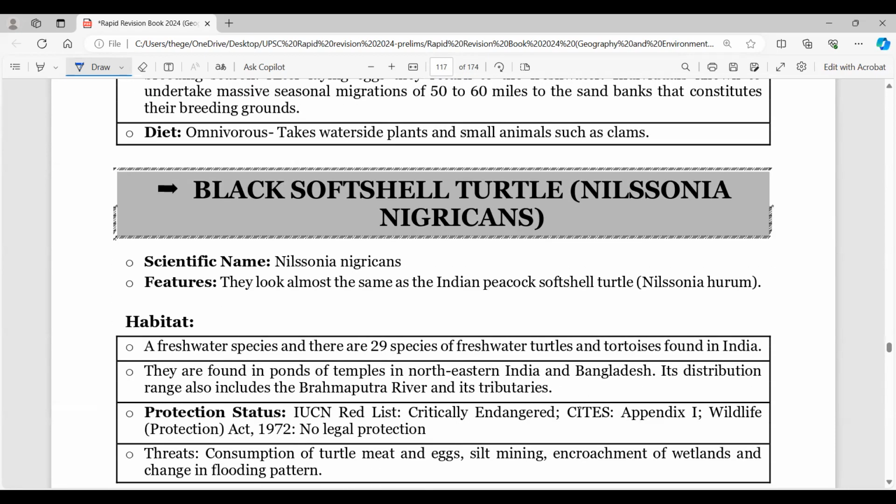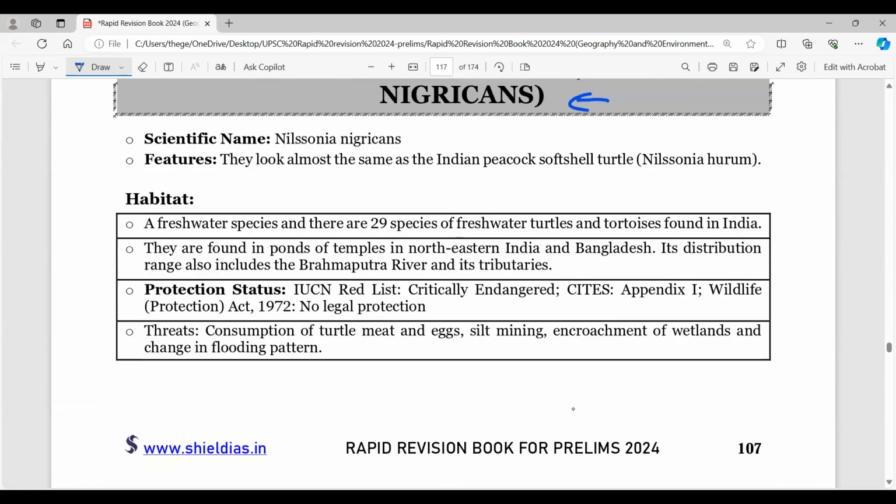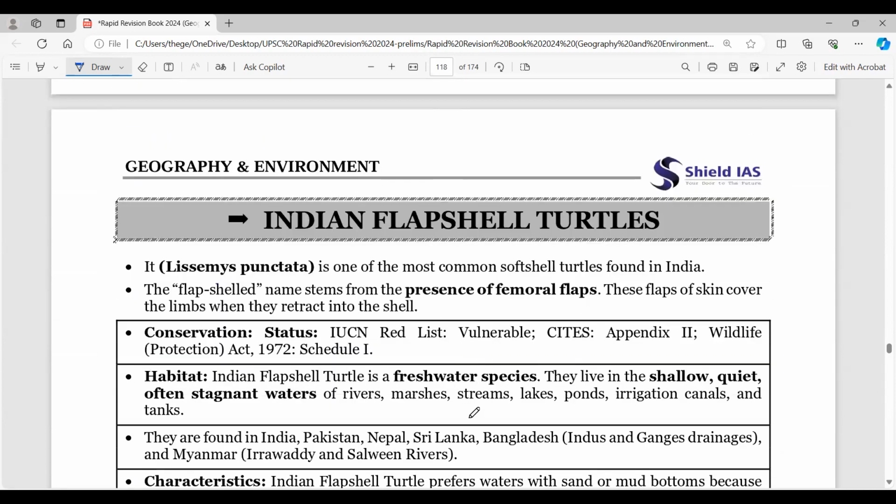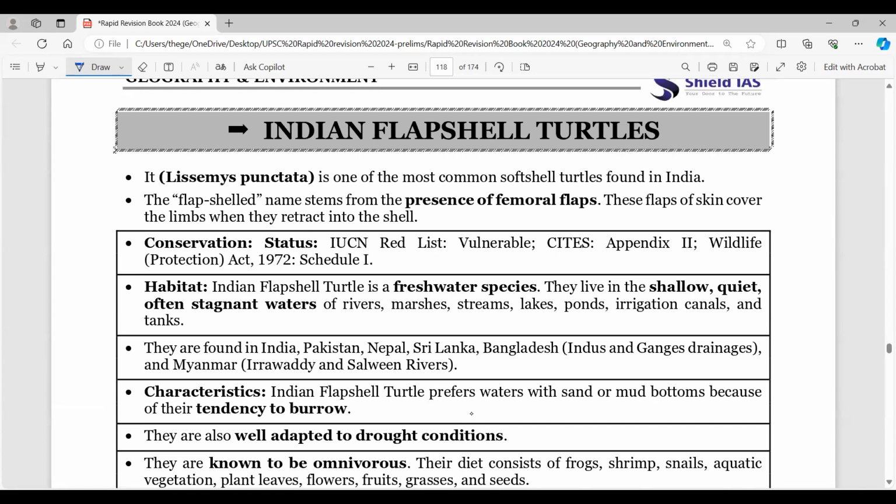Come to black soft-shell turtle. That's another important one. So here, if you observe the protection status, okay, so it has no legal protection, although critically endangered. This is important. Now, Indian flapshell turtles.